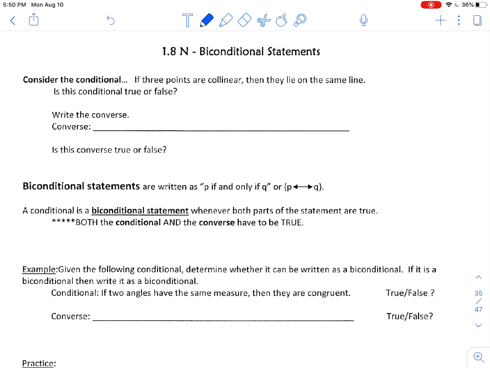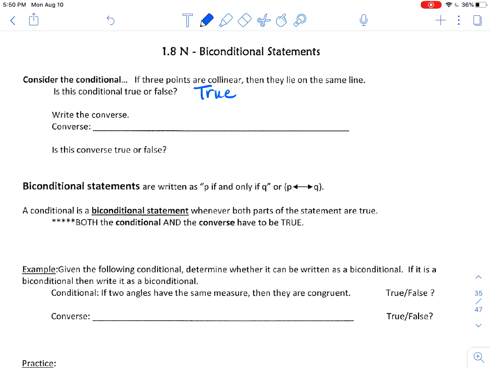Today's notes are going to cover biconditional statements. Consider the conditional: if 3 points are collinear, then they lie on the same line. Is this conditional true or false? Well, by definition, collinear means they lie on the same line. So this is true. Let's write the converse.